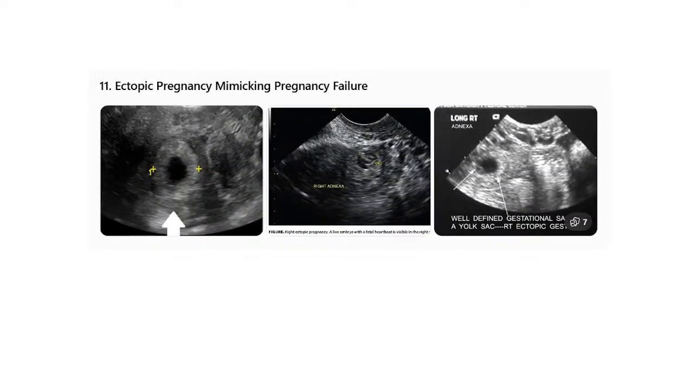So ectopic pregnancy mimicking pregnancy failure. We can have an ectopic pregnancy that can also mimic pregnancy failure. There you can see it will mimic. An ectopic pregnancy is not always a pregnancy failure because it can be a viable pregnancy, but it can pose risks. You understand? An ectopic pregnancy is not a pregnancy failure. It is a pregnancy outside the uterus.